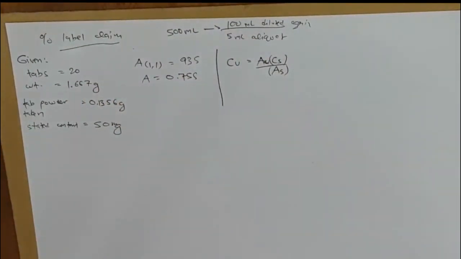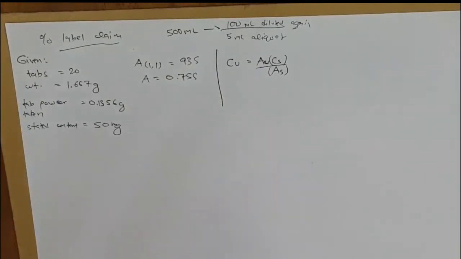Yeah, so all you want to know is the label claim actually, are they actually telling you the truth? For example, they say, oh, our tablets have 50 milligrams of the active constituent. So by doing this UV vis, you can actually tell if it's actually 50 mg, if their claim is 50 mg. So here we have a given problem.